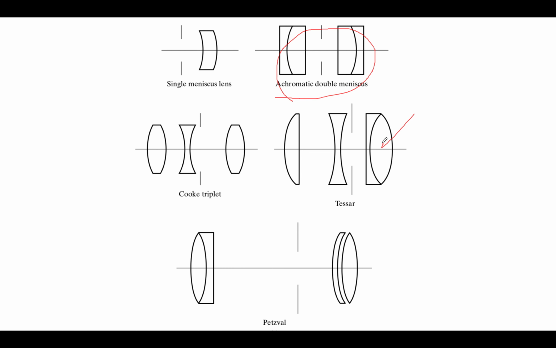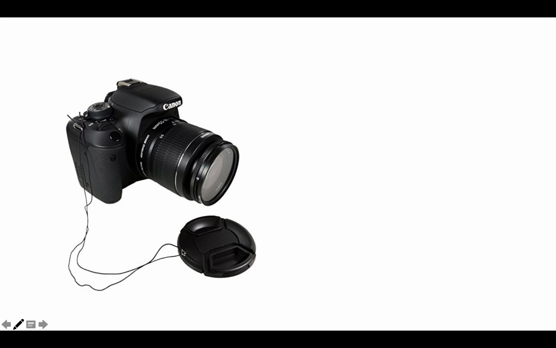So even this is an achromatic doublet, or even this is an achromatic doublet. These kinds of things are put into the lenses. The lens design is a little more complicated in the camera in order to get rid of aberrations, chromatic aberrations, spherical aberrations, and so on and so forth, right?